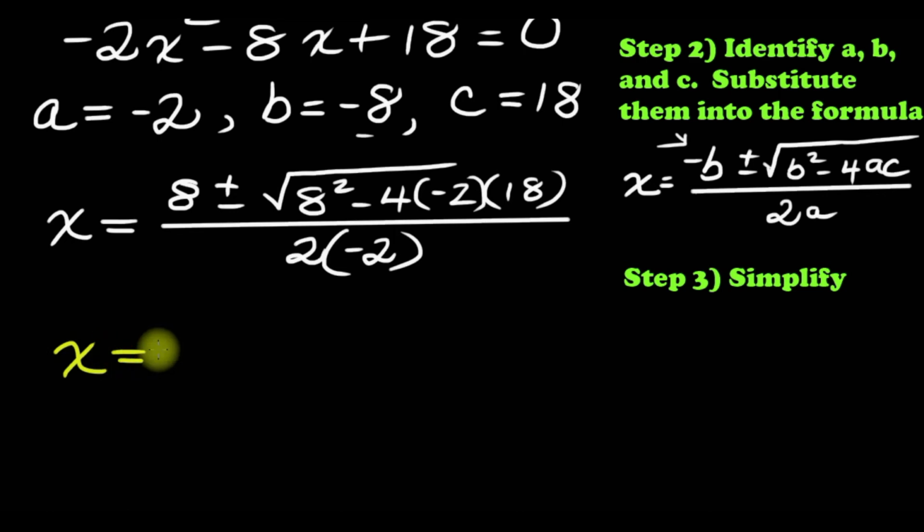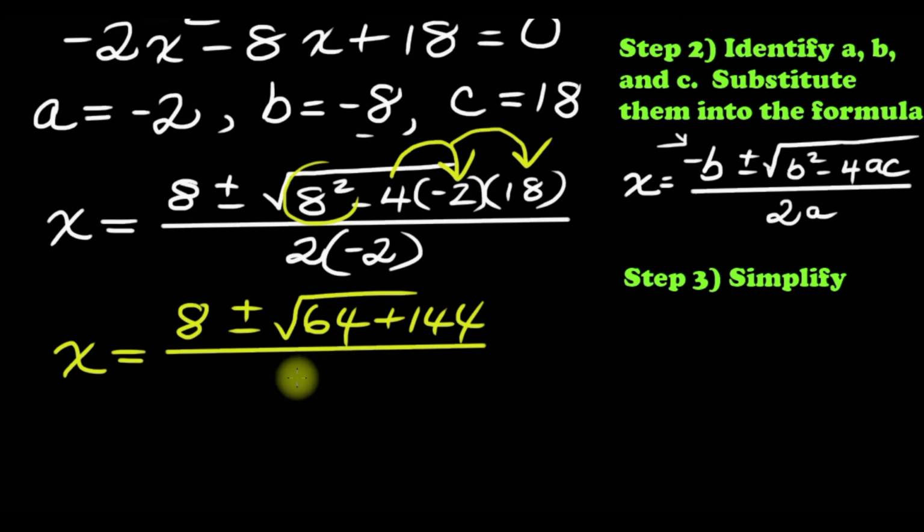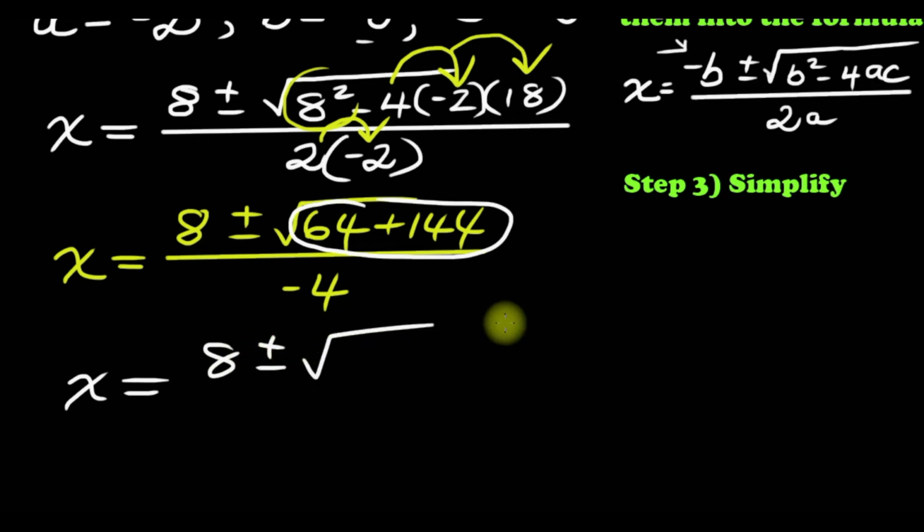So your x is positive 8 plus or minus the square root of, well, 8 squared is 64. And then here you have negative 4 times negative 2, and then that times 18. So negative 4 times negative 2 is positive 8. And then positive 8 times 18 is 144. And then we're going to divide that by negative 4. Okay, so negative 4 comes from 2 times negative 2. So we have to work this out. 64 plus 144. So x is 8 plus or minus the square root of 64 plus 144, which is going to give you 208. And then we divide that by negative 4.